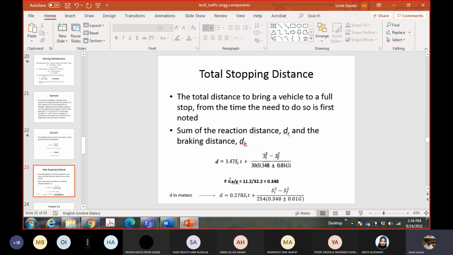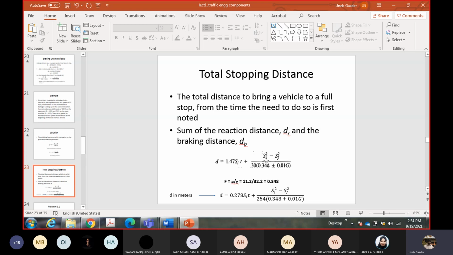So if you are using the AASHTO recommended value of deceleration rate, then you do A upon G. We already know the value of G, it's a constant, gravity. So it becomes 0.348. So you see F is replaced with 0.348 when we are using the AASHTO recommended value of deceleration rate. F can be replaced with a constant value 0.348.